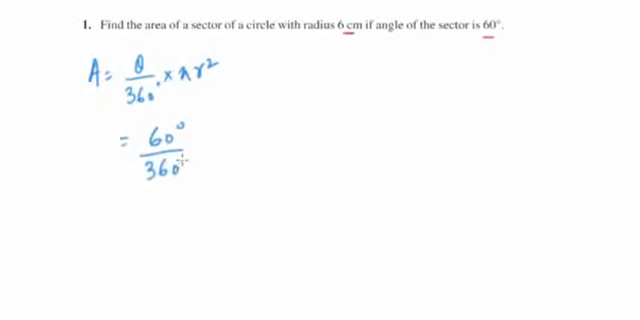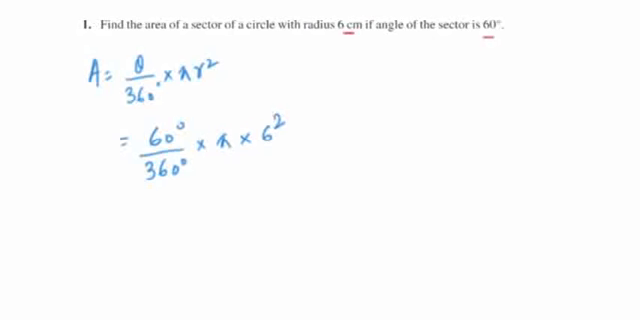Question 1 of this exercise says find the area of a sector of a circle with radius 6 cm if the angle of the sector is 60 degrees. So to find the area of a sector, there is a formula, that is theta divided by 360 degrees multiplied by pi r square. So theta is basically the angle of the sector, which is 60 degrees given in the question. So it will be 60 degrees divided by 360 degrees multiplied by pi, and the radius is 6 centimeter.